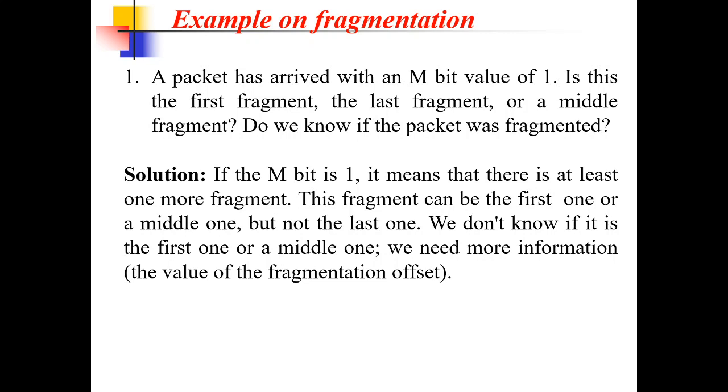See here, if the M bit is 1, it means that there is at least one more fragment. This fragment can be the first one or a middle one, but not the last one. We don't know if it is the first one or a middle one. We need more information, that is the value of the fragmentation offset.